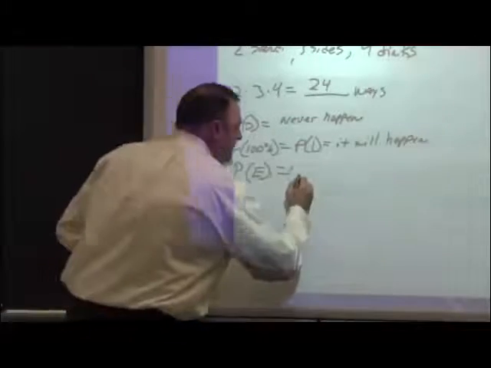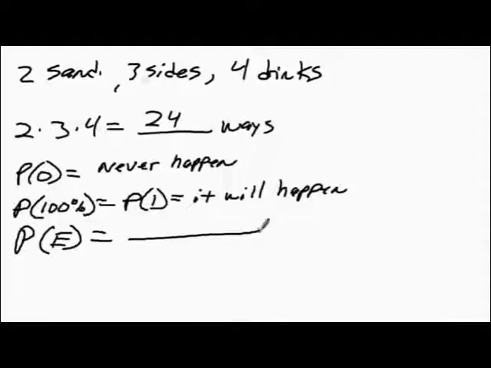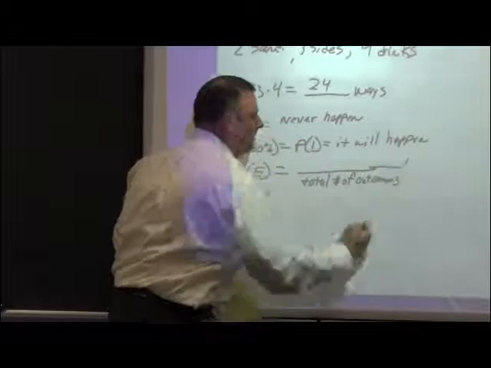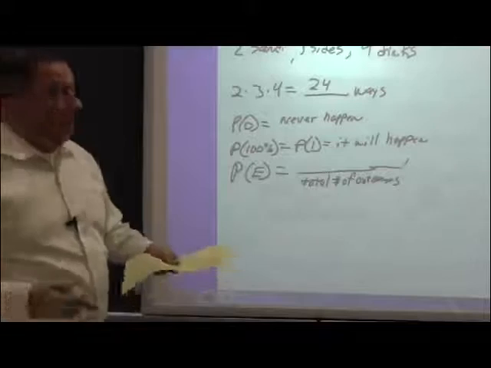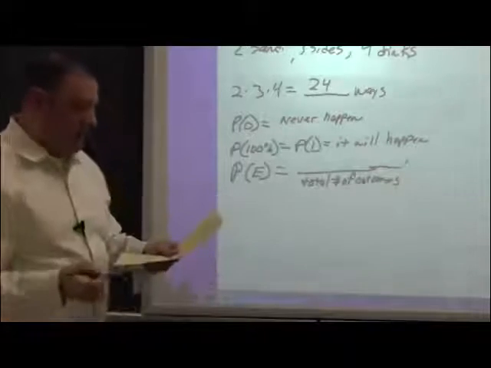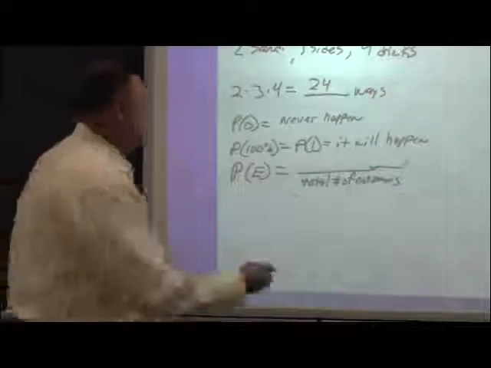You're going to take a look at, first thing I always look at, what is the total number of outcomes? And I'm going to put that on the bottom. And then what goes on top? What you're looking for. What are you trying to figure out? The number of favorable outcomes.